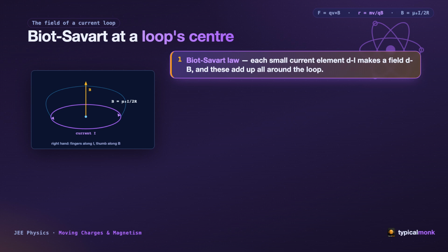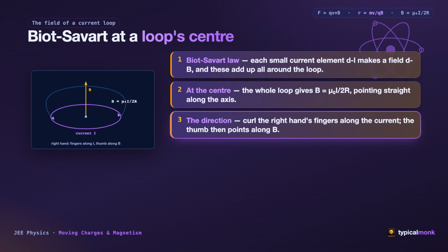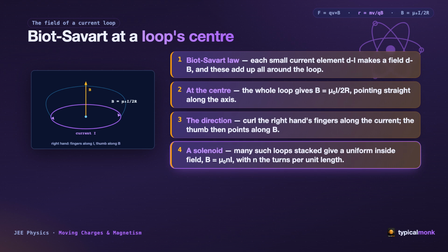The Biot-Savart law. Each small current element, dl, produces a field dB, and these little fields all add up right around the loop. At the center, the whole loop gives a field B equals mu naught I over 2R, pointing straight along the axis of the loop. The direction: curl the fingers of your right hand along the current, then your thumb points along the field B. A solenoid. Stack many such loops together, and the inside field becomes uniform. B equals mu naught nI, where n is the number of turns per unit length.